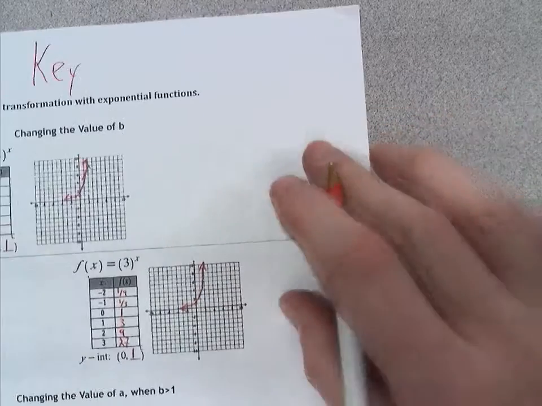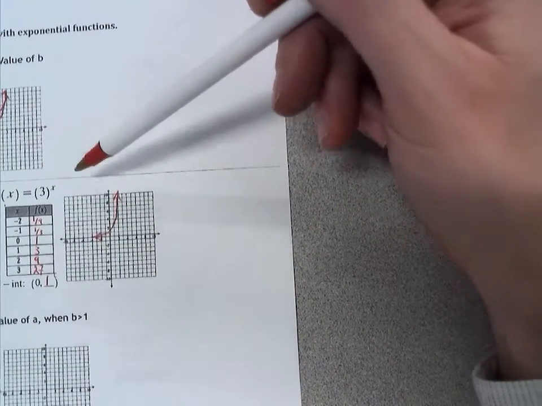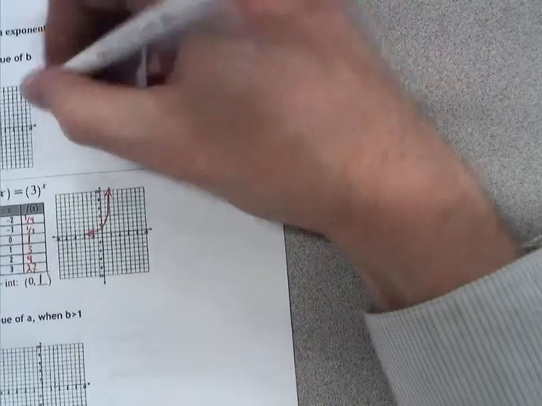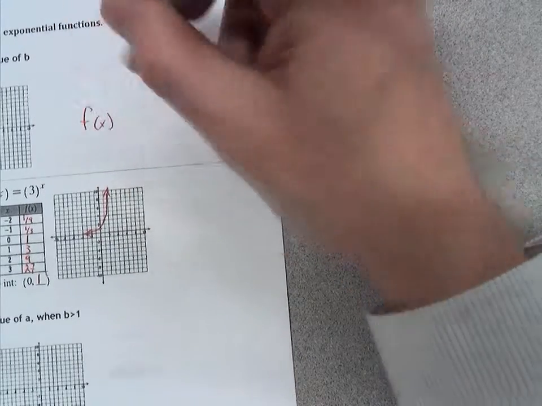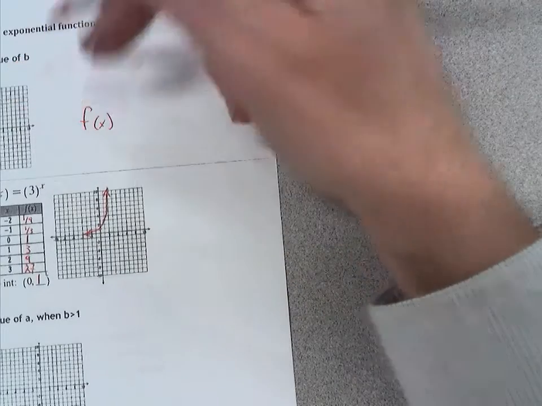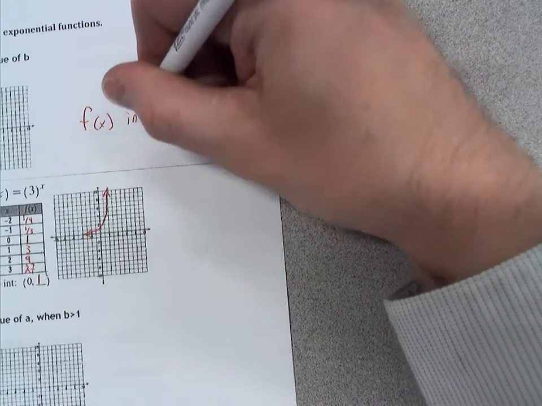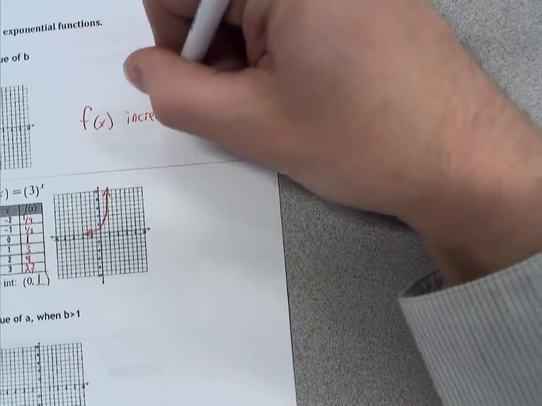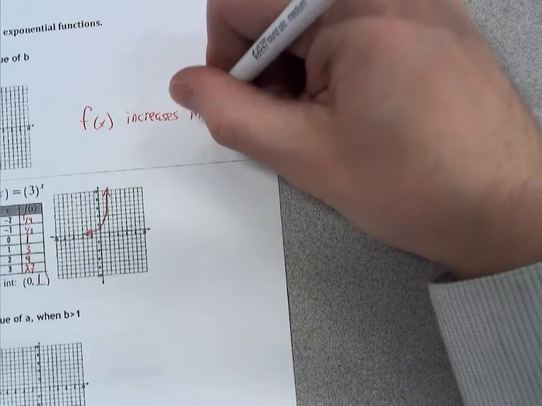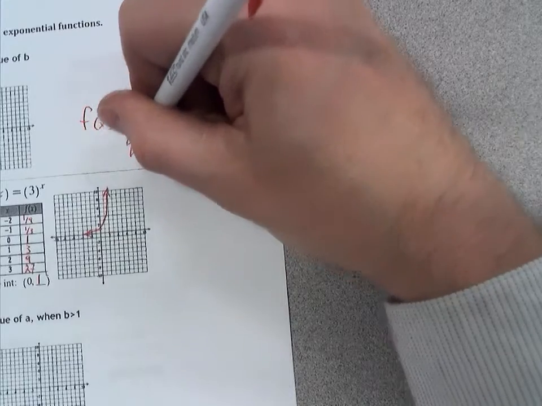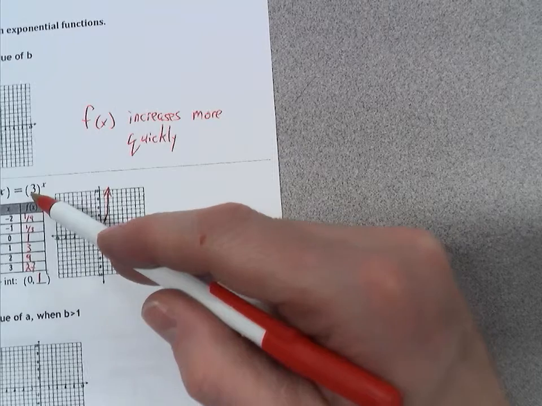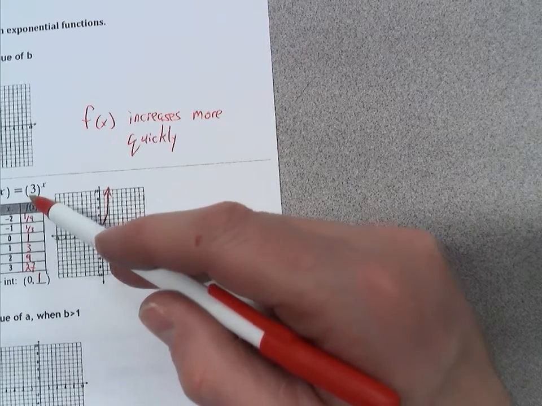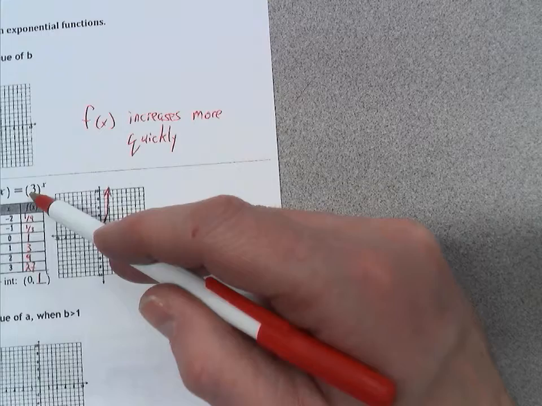Okay, so the question is, what happened when I changed the value of b? What did that transformation do? What happens is, if I increase b, f of x increases more quickly. And so we can see that relationship. If I made b 4, or 5, it's going to continue. It's going to increase more quickly each and every time I increase b.